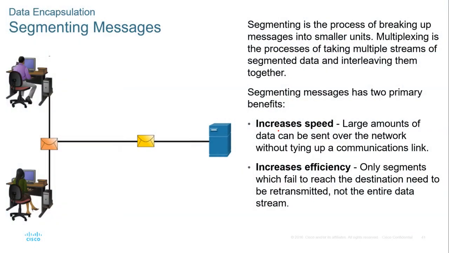So within data encapsulation, we expect segmenting messages. Once the messages are segmented, it becomes easy and simple for the system to do the data encapsulation. So segmenting is the process of breaking up messages into smaller units. And then we have another term called multiplexing, which is the process of taking multiple streams of segmented data and interleaving them together.